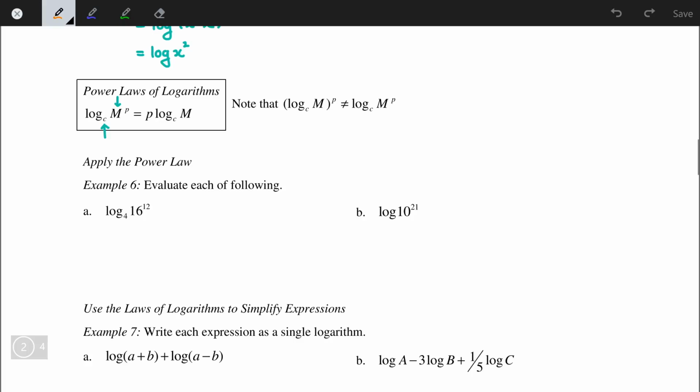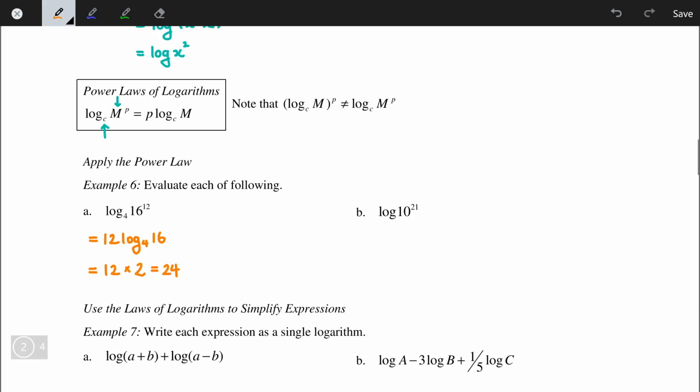So in example 6a, for example, we have log base 4 of 16 to the 12th power, which of course is a very large number. So instead of using a calculator and finding out what the 12th power of 16 is, we can use the power law to move 12 in front of the logarithm as a coefficient. And then we can evaluate just log base 4 of 16, which of course we know is 2, because 4 squared is 16. And this is equal to 24.